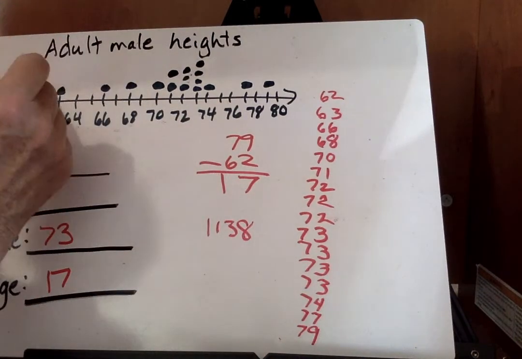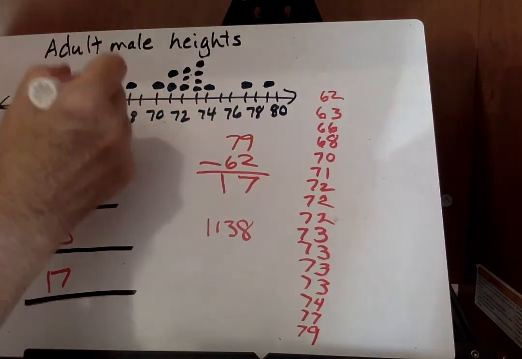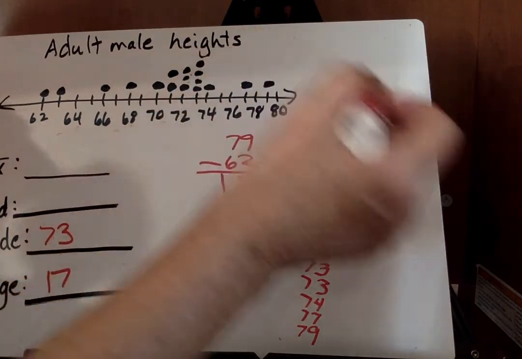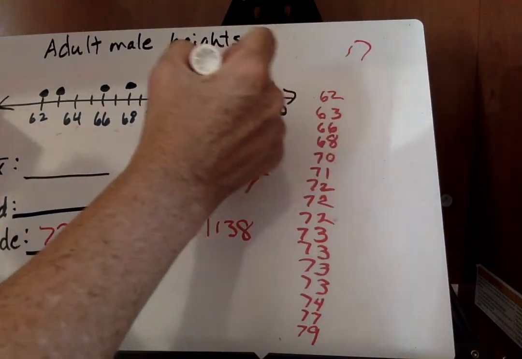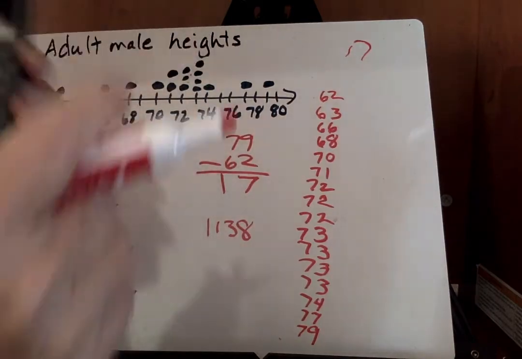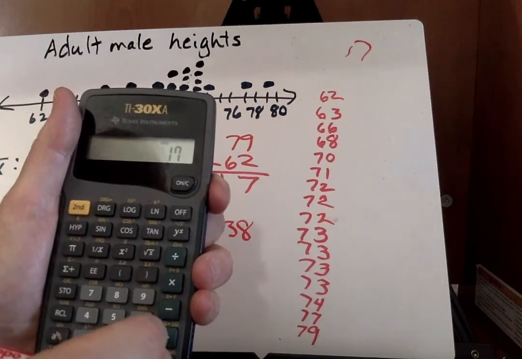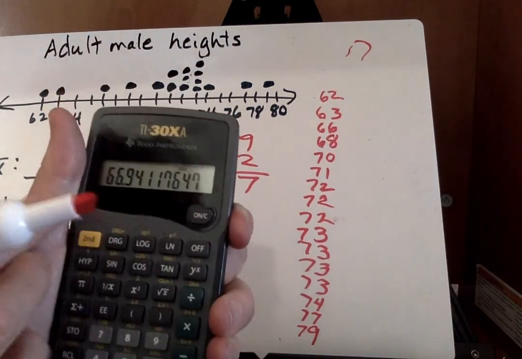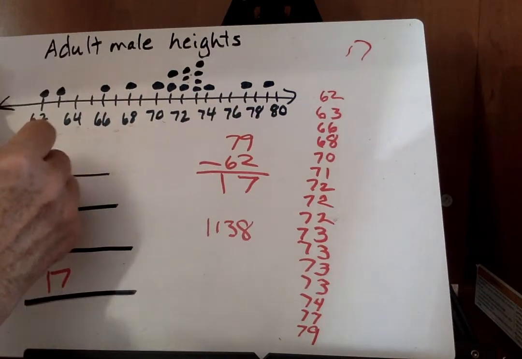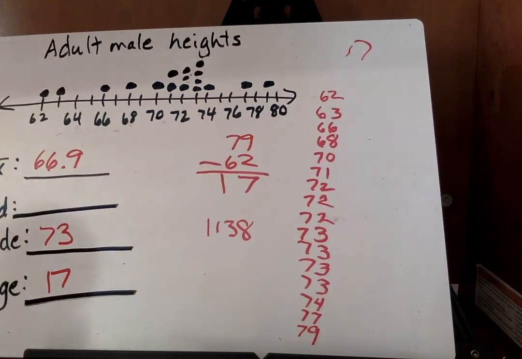And how many numbers are there? 1, 2, 3, 4, 5, 6, 7, 8, 9, 10, 11, 12, 13, 14, 15, 16, 17. 17. So I take that number and divide it by 17. So the average is 66.9. We're going to round to the nearest tenth. So 66.9.